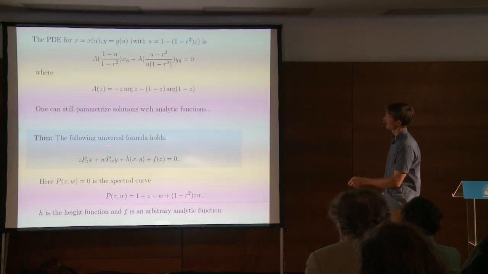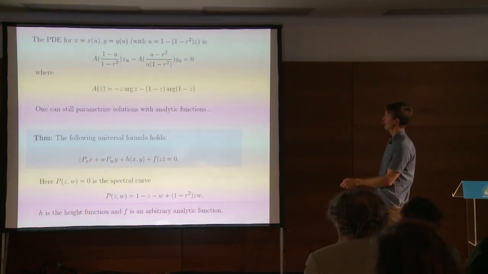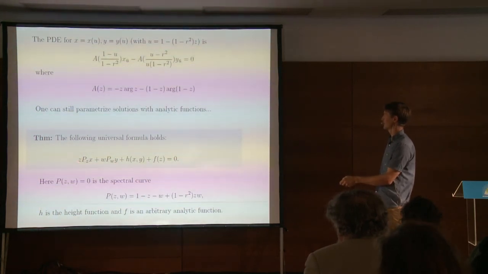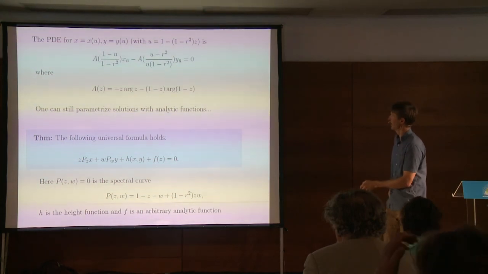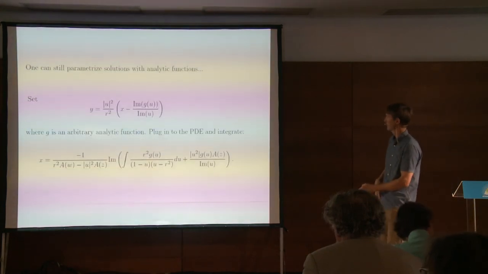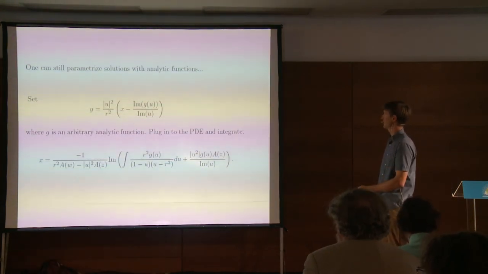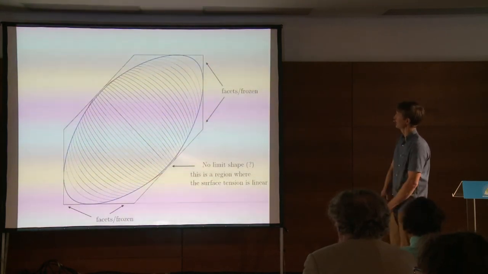The solution has a kind of interesting, very general form, which we also see in the lozenge tiling model, which is that, remember that family of lines, something times x plus something times y equals zero. Here there's a similar flavor to the solution to this equation: some function of z, some function of w, but then the height function comes in. And here f, which I was calling capital Q before, is just an arbitrary analytic function. You can write down some explicit parameterization, which you can then integrate. And here's the boxed plane partition limit shape.